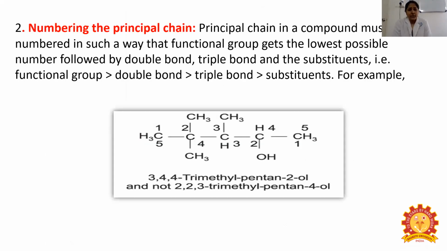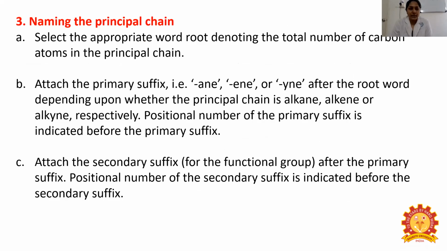Numbering the principal chain. The principal chain in a compound must be numbered in such a way that the functional group gets the lowest possible number, followed by the double bond, followed by the triple bond, and then the substituents. For naming the principal chain, select the appropriate word root. Second, attach the primary suffix ane, ene, or yne after the root word, depending on whether the principal chain is an alkane, alkene, or alkyne. Then attach the secondary suffix of the functional group after the primary suffix. The positional number of the secondary suffix is indicated before the secondary suffix.